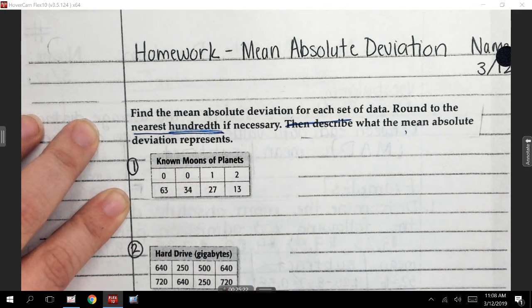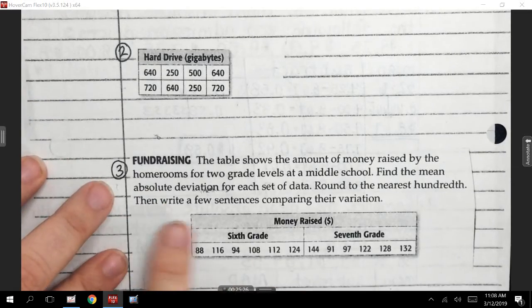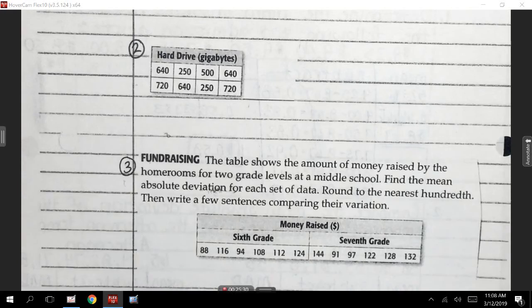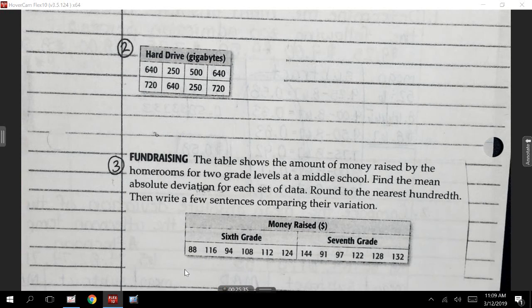Whoa, sit. On number 2, 3, remember, advanced has to compare. You just have to find your 2 mean absolute deviations, okay? Y'all have a good day, guys. 3 problems. Get them done for me.